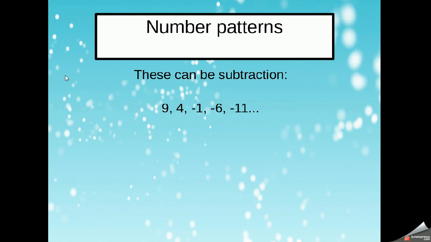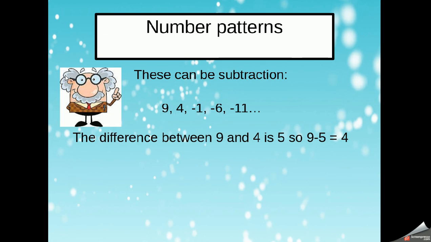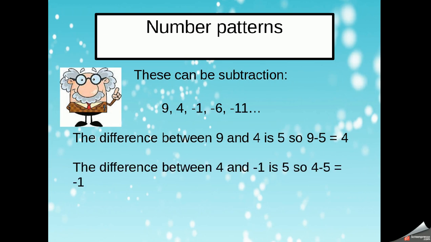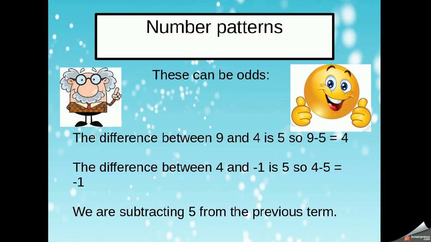So subtraction, then. Here we've got 9, 4, -1, -6, -11. When I look at the difference here, the difference between 9 and 4 is 5. 9 take away 5 is 4. And I look at the second difference, from 4 to -1 is 5, and it's 4 minus 5, not add 5. So we can definitely see here that we are subtracting 5 from the previous term.